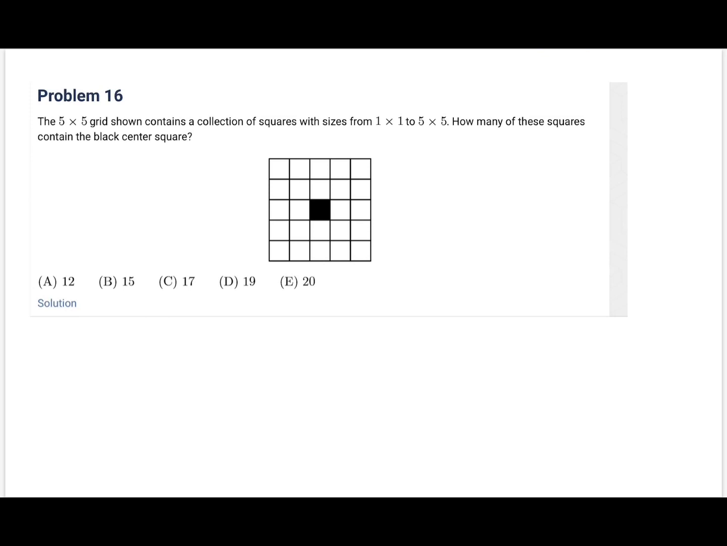Okay, so number 16. The 5 by 5 grid contains a collection of squares with sizes from 1 by 1 to 5 by 5. How many of these squares contain the black center square? Okay, so the squares that are 1 by 1, there is only one square, so it's this one. And 2 by 2 squares, they could be 1, 2, 3, 4, 4 possibilities. And then 3 by 3, there could be this one, 2, 3, 4, 5, 6, 7, 8, 9, all of which contain this black center square.